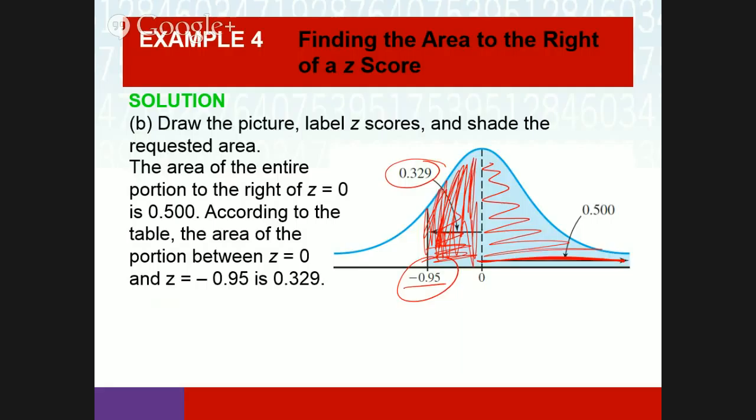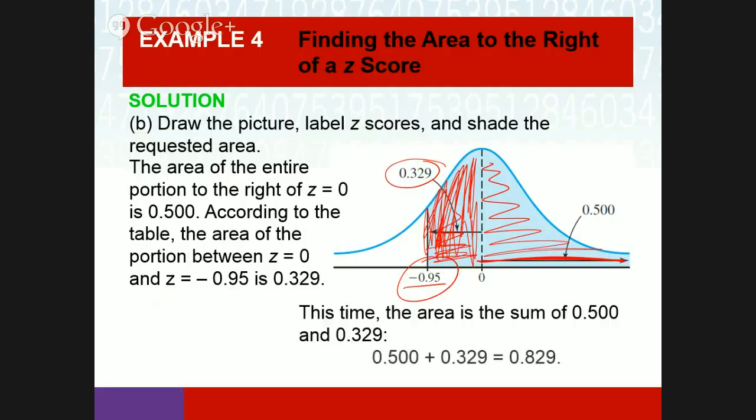Question: the 0.5 is the area to the right of the mean. And the 0.95 is the z-score. If we add the 0.329 and the 0.5, we get the area to the right of the z-score of negative 0.95.